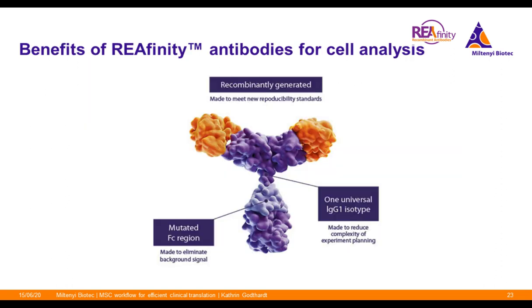And there you have some benefits of these REAfinity antibodies for cell analysis. So first, they are recombinant generated, and they have one universal IgG1 isotype that improves, of course, the reproducibility of the assays in the lab later on. Furthermore, there is a mutated Fc region, and this reduces the background signal.